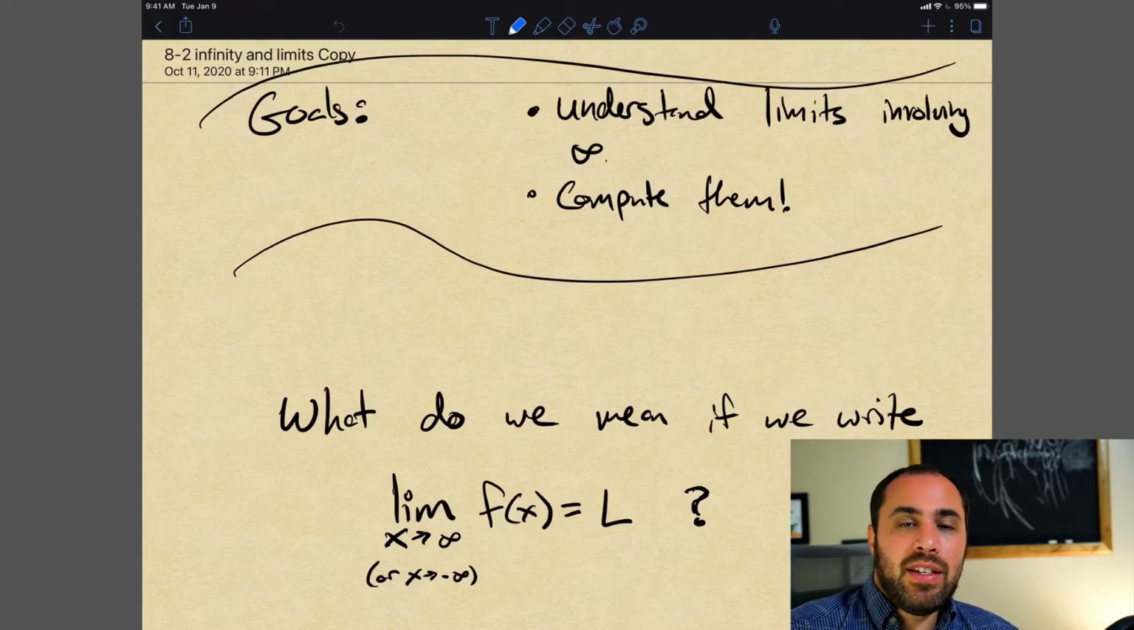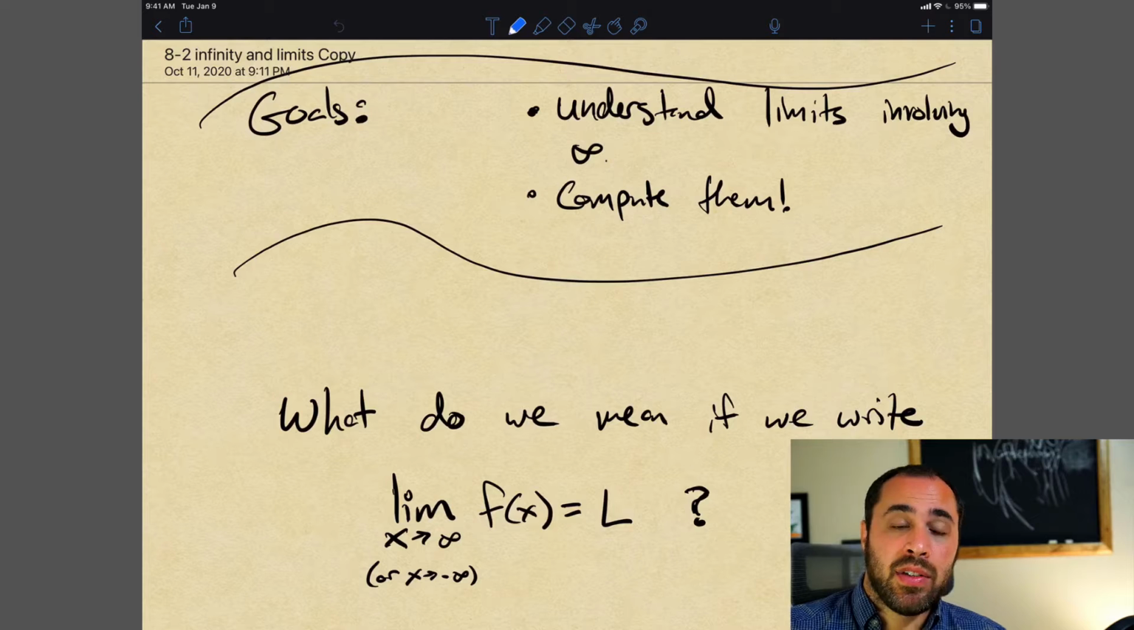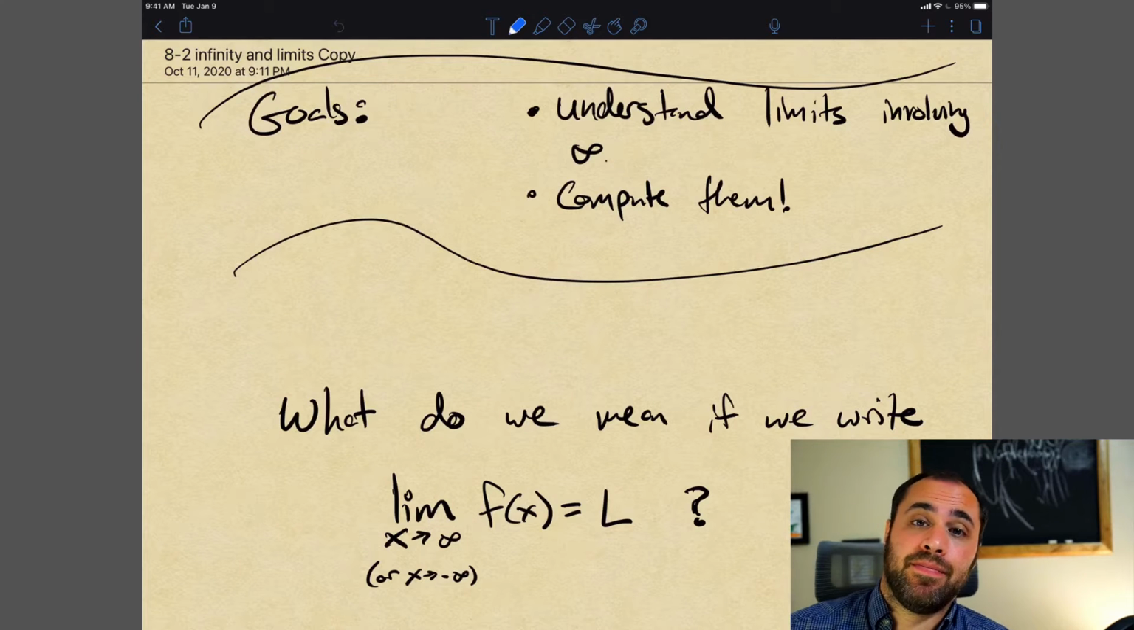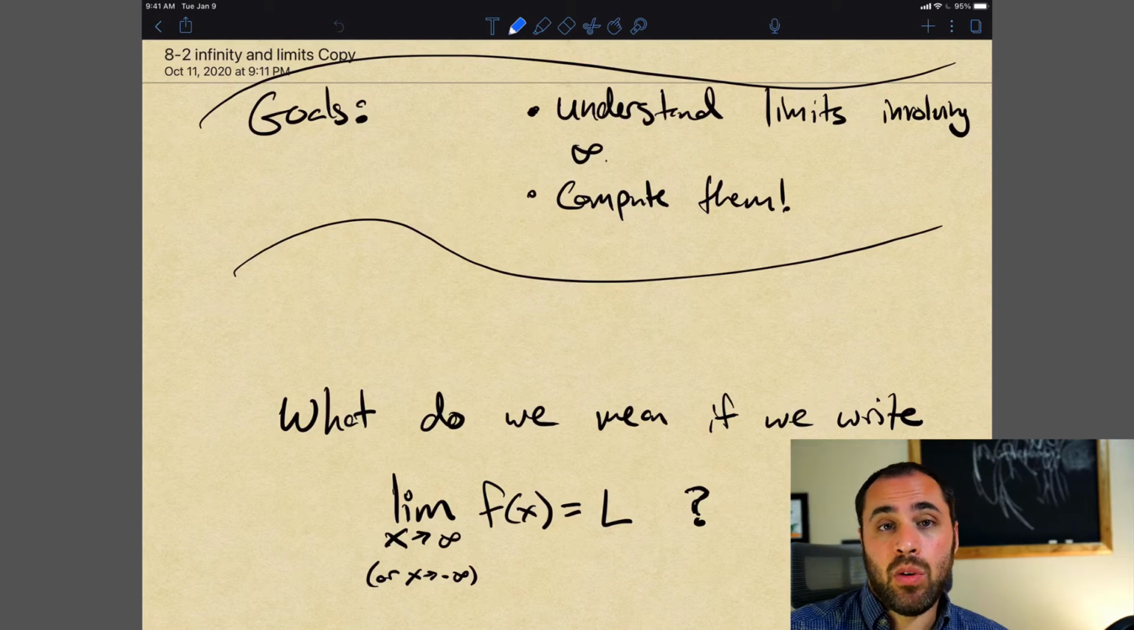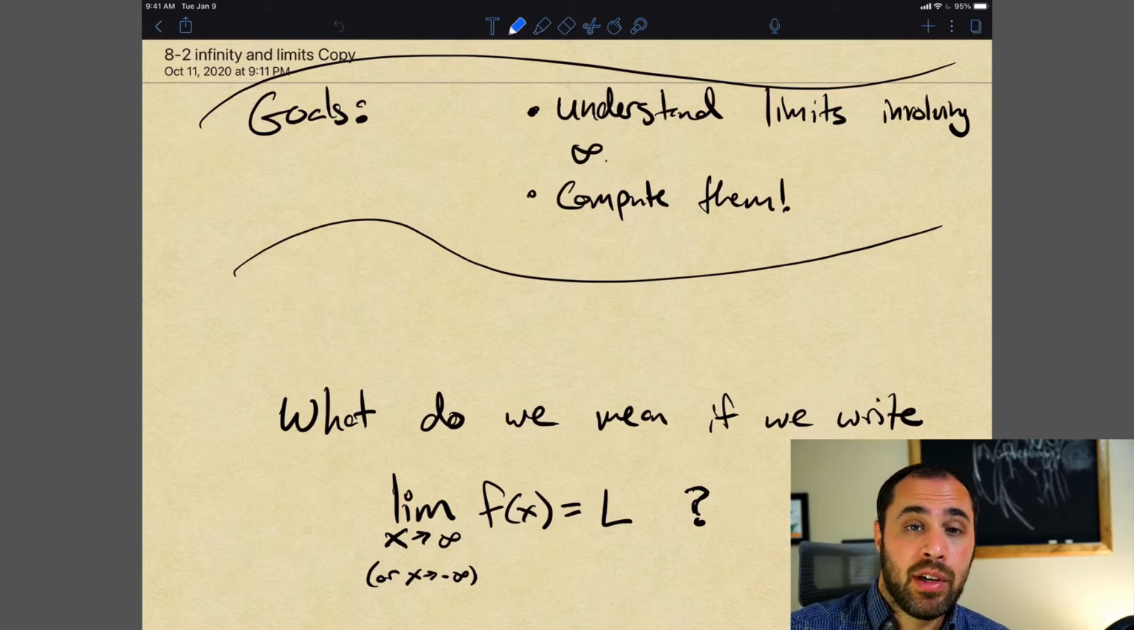Hey folks, in this video we'll talk about limits that involve the symbol infinity. So here are some goals for the video and some things that I'd like you to be able to do when you're done.